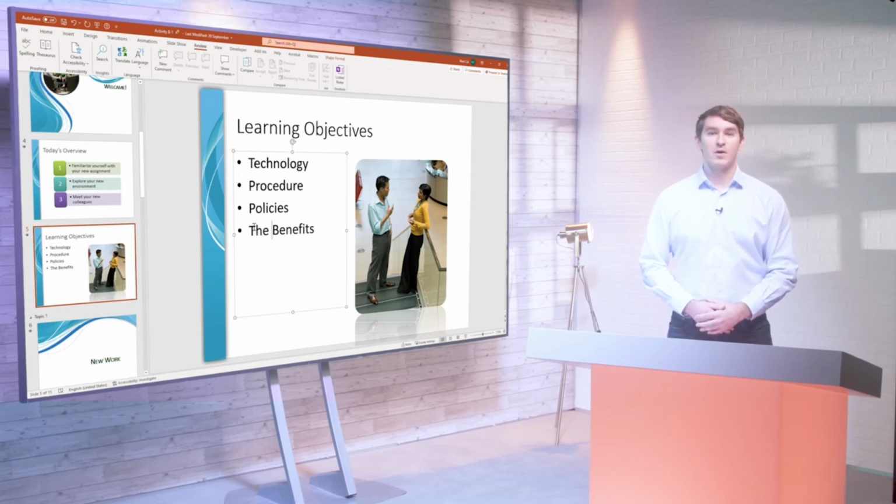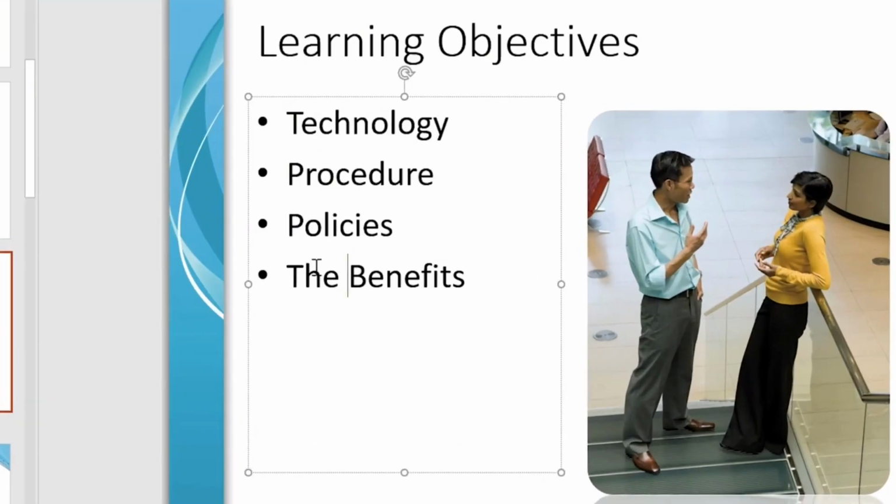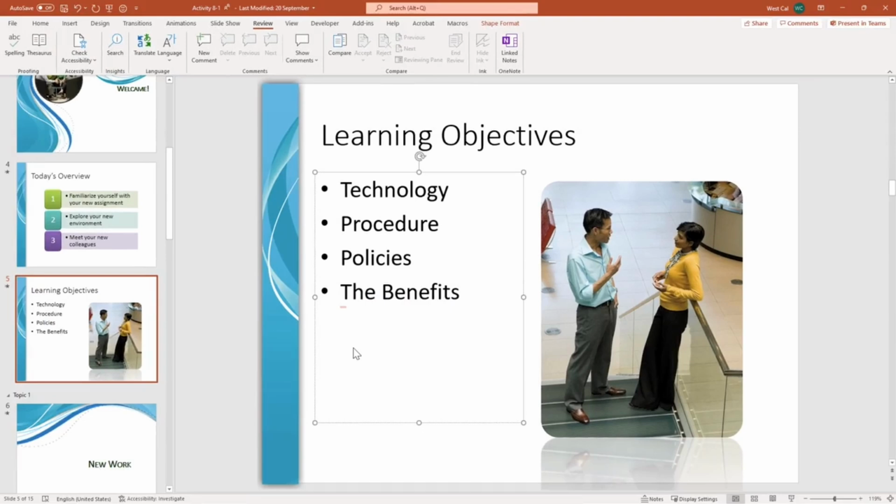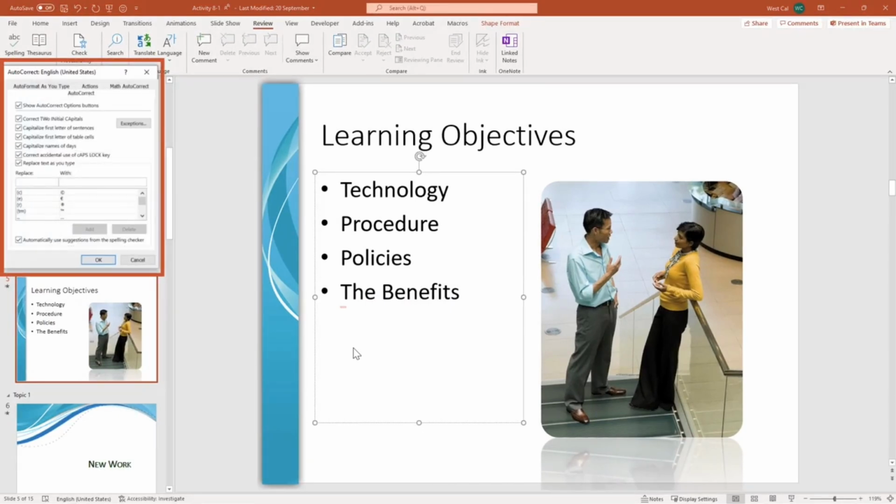PowerPoint can correct typos and grammatical errors using autocorrect. Corrections are indicated by a blue bar underneath the correction. When you hover over the bar, you'll see a lightning flash symbol. The drop-down choice lets you reverse the autocorrection that PowerPoint has made. You can also modify the feature by clicking the blue bar underneath the correction and selecting Control Autocorrect Options. This opens the autocorrect dialog box for your current language.